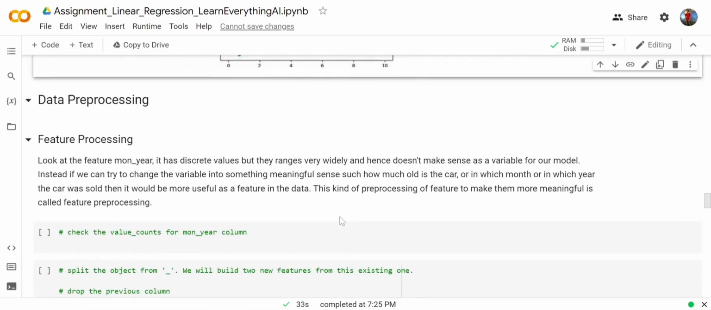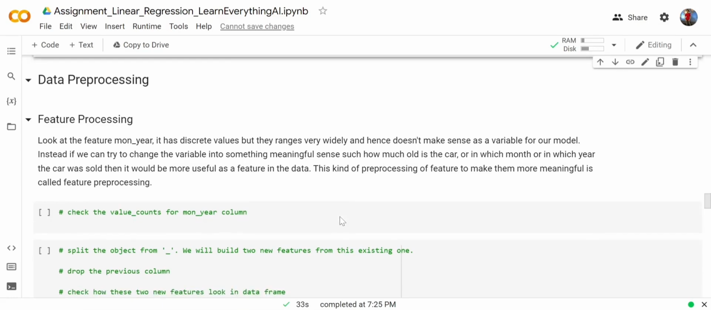Now, let us come to the data pre-processing part where we will analyze which features are important and which features to remove. So, if we look at the feature year, like the year in which it was manufactured, it does have discrete values, but they range very widely, and as such, they have no relevance to the variable for our model. They do not make sense. So, instead, if we can try to change the variable into something meaningful, such as how old is the car, like we had done in the exploratory data analysis part, or in which month or in which year the car was sold, then it would prove to be a more important feature than just merely describing when it was formed. So this kind of pre-processing is actually used to make the data more meaningful.